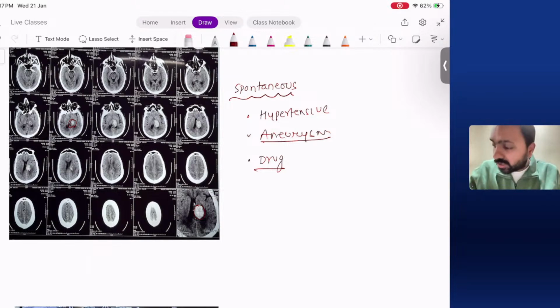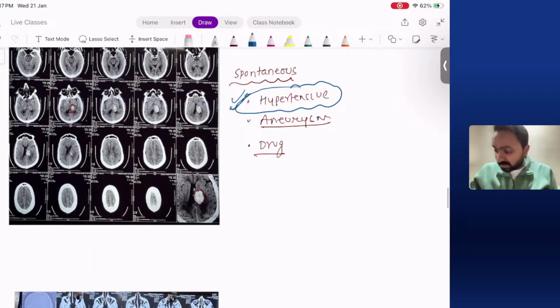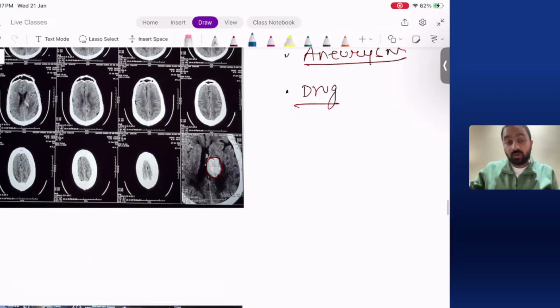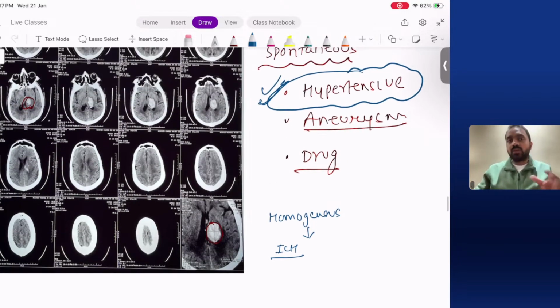But the majority of the patients that we actually have is because of your uncontrolled hypertension. The purpose of giving this is that when you have an intracranial hemorrhage like this, that is basically a homogeneous one, right? So that is going to correspond to your ICH, right? Now you're going to differentiate it from a contusion. How? That would be basically heterogeneous.